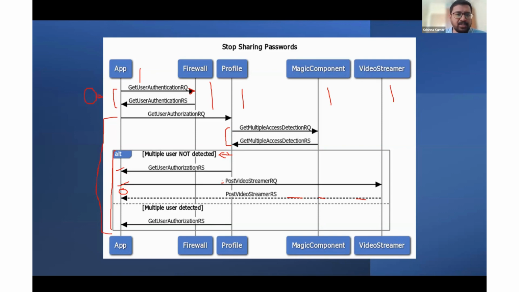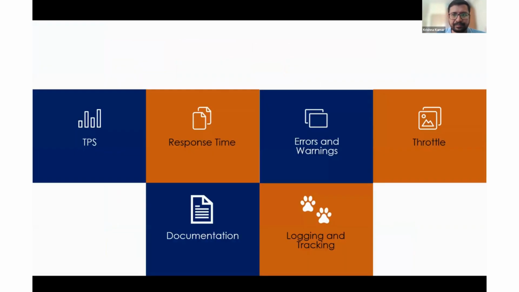Now, this all happens when it is a positive action where no multiple user is detected. But if multiple users are detected, then the response comes back saying there is an error message. Okay. Please post your questions if you have anything, but let's go to the next in the interest of time.